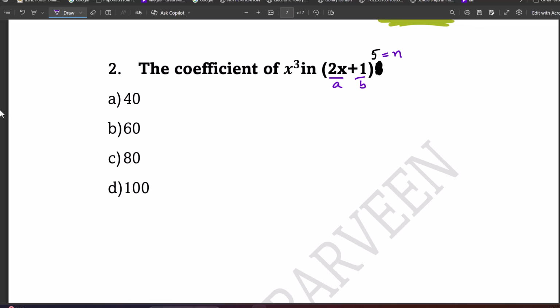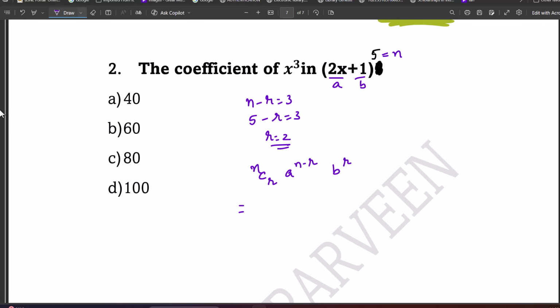So what you have to do first? You do n minus r is equal to 3. So n is 5, minus r is equal to 3. With this my r will become 2 now. So how do you find out the coefficient? You write nCr, you write a to the n minus r, you write b to the r, right?